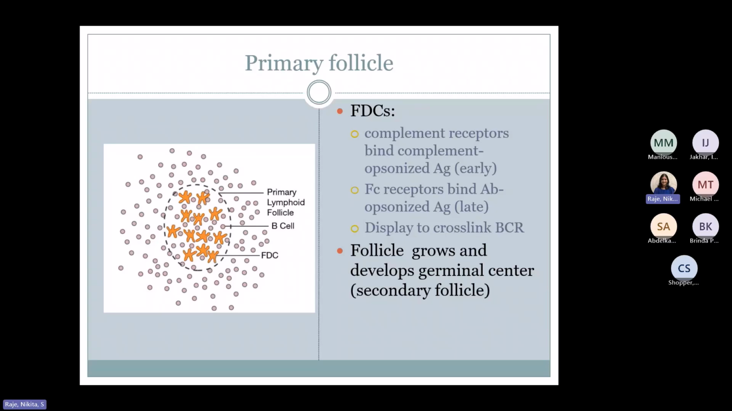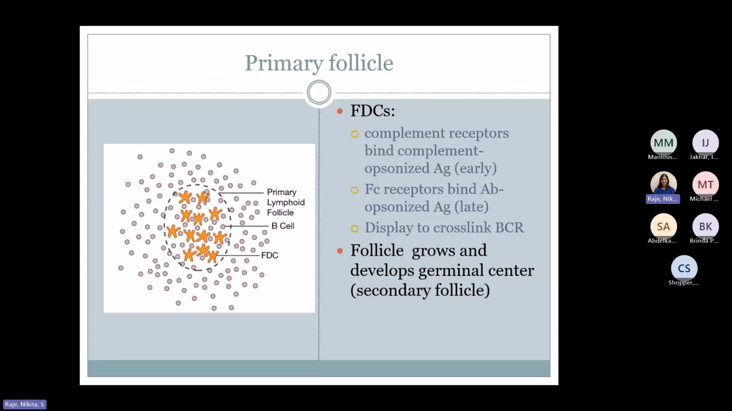Once they have that antigen bound either to the complement receptor or the Fc receptor, that antigen is present on the surface of the FDCs where it can bind to the BCR. And because the multiple BCRs on the B cell can bind to those antigens, they can cross-link multiple BCRs and help in activation of B cells. When there is an antigen that can bind to a particular B cell and those B cells get activated, the primary follicles stop being primary follicles and develop a germinal center, basically in the center of the follicle, and it's called a germinal center.